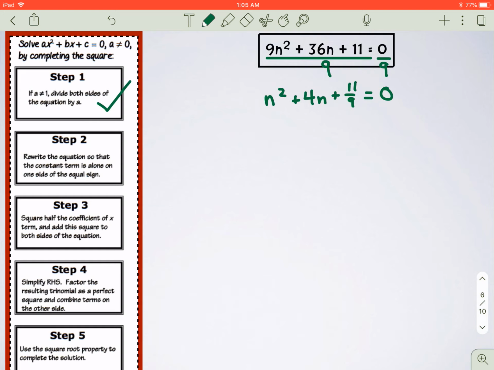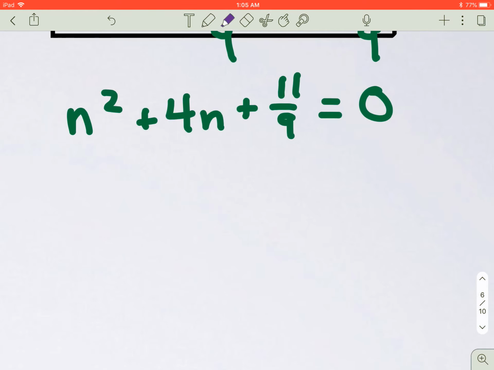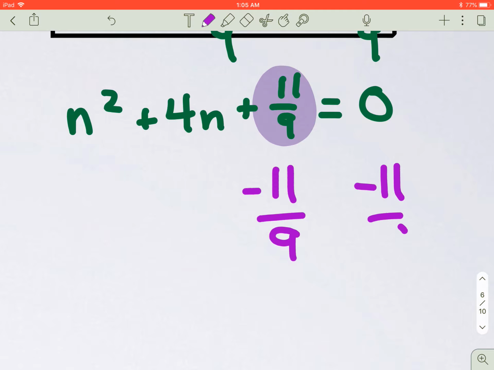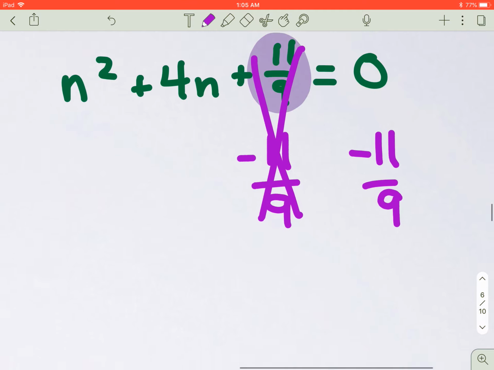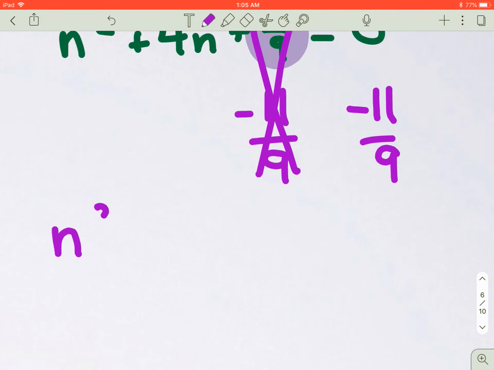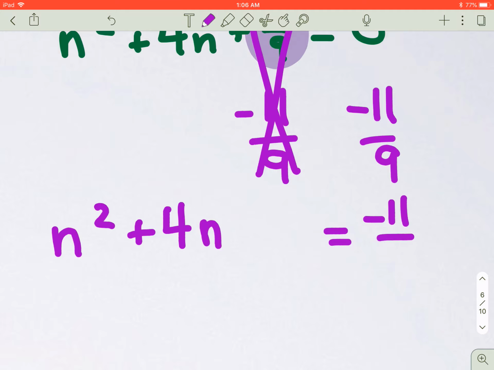Step 2 says rewrite the equation so that the constant term is alone on one side of the equal sign. So zoom back in. There's my constant term. I need to get it by itself on one side. So I would subtract 11 ninths, and those would cancel out. That would leave me with n squared plus 4n, leave a blank space, equals a negative 11 ninths.